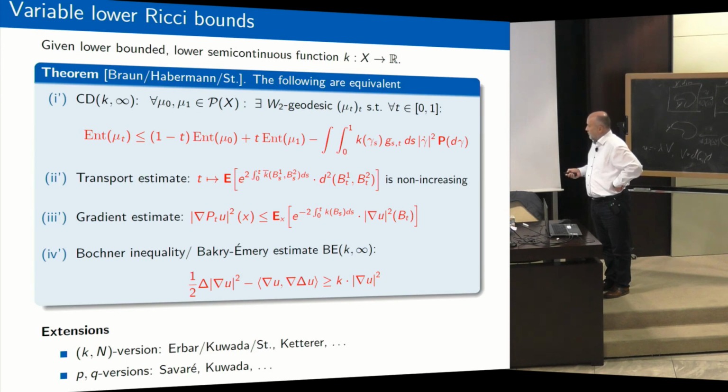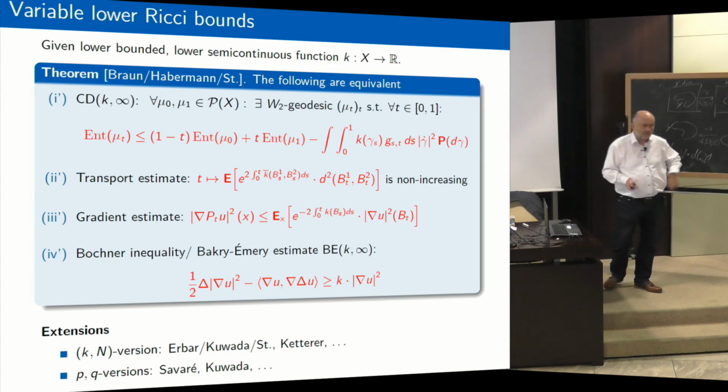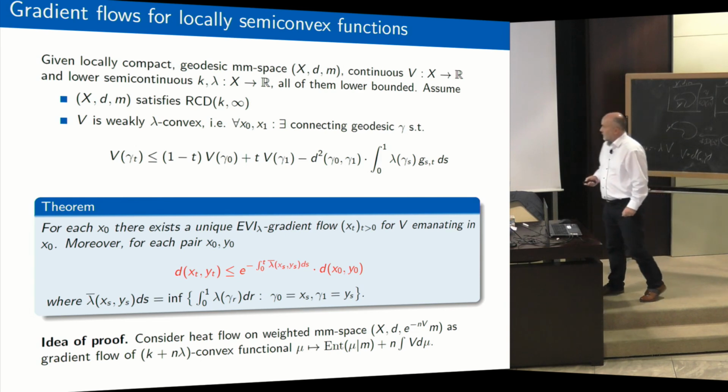For variable, Ketterer already started, but also not including this term. And there are also these PQ versions, where here we want to reduce the 2 to 1, and here we want to go to infinity. But time is limited. I won't go in this direction.